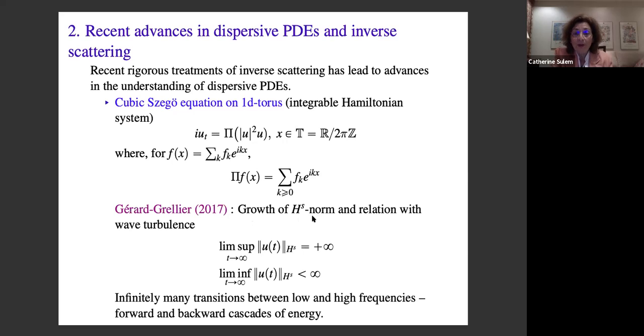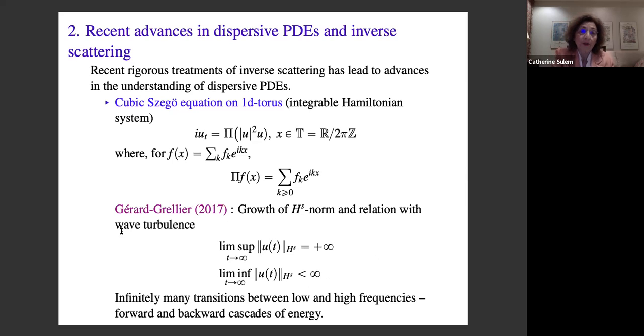And not only do they grow, but there is a relation between the growth of this HS norm and wave turbulence, in the sense that they prove that the limsup as t goes to infinity of the HS norm of u goes to infinity, and the liminf is bounded. So somehow, not only does the HS norm generically grow, but there are infinitely many transitions between low and high frequencies. In the terminology of wave turbulence, this is often called forward and backward cascades of energy.